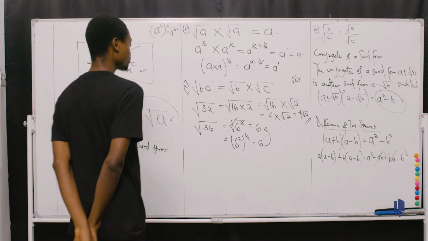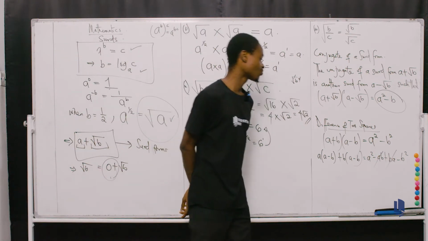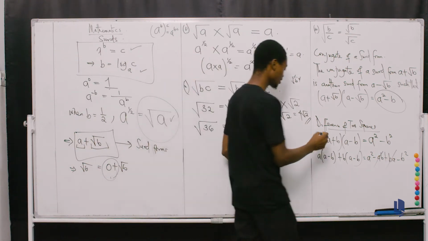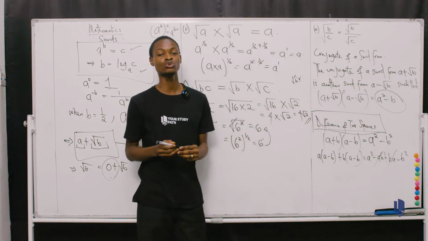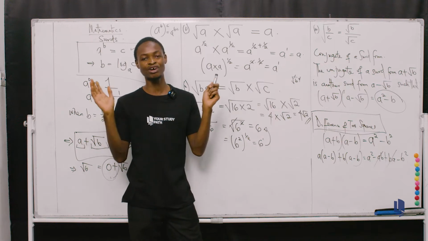Okay, so let's start from here. Now, this is the difference of two squares. This is a method that holds true for any branch of mathematics.